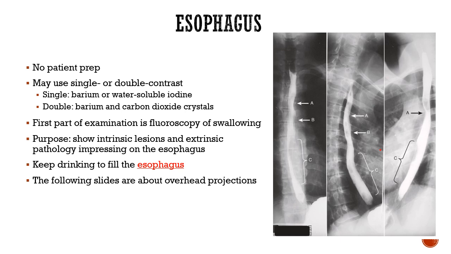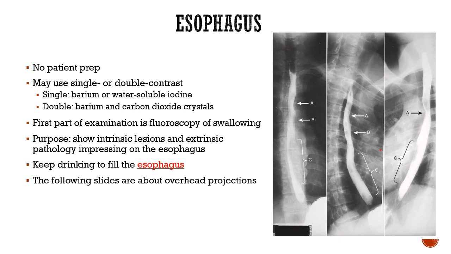For the esophagus, which is a procedure performed without the speech pathologist, it's just the radiologist and the radiographer, there's no patient prep. We may use single or double contrast. Single would be barium sulfate or water-soluble iodine, and for double it would be barium sulfate and carbon dioxide crystals. The first part of the exam is fluoroscopy, which is just swallowing, and the purpose is to show intrinsic lesions and extrinsic pathology pressing on the esophagus. The goal of the patient is to keep drinking to fill the esophagus.